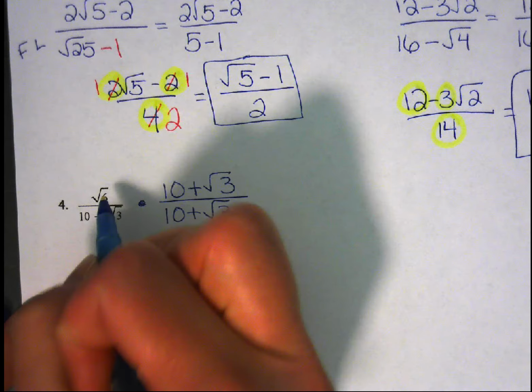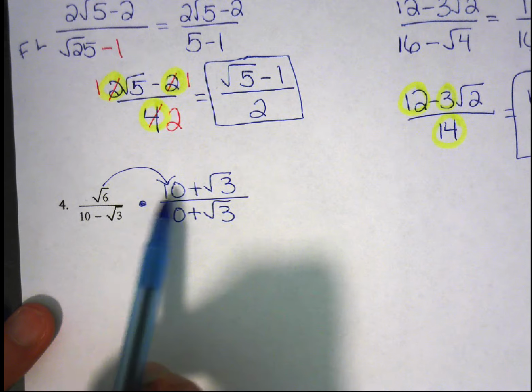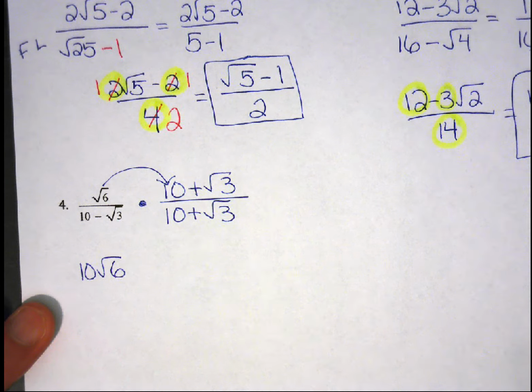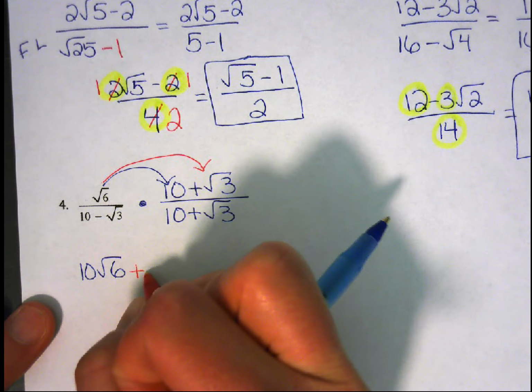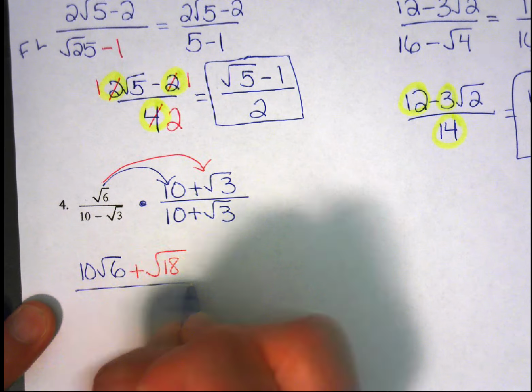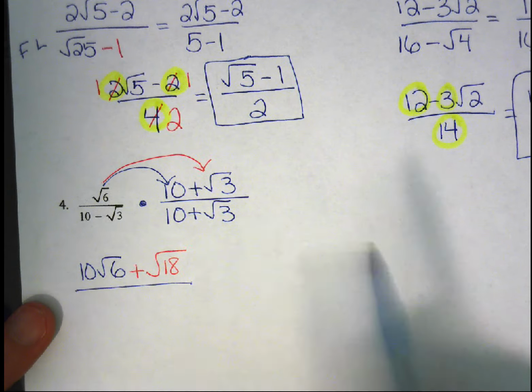So we're going to distribute. Remember, it's outside, like constant times constant. So 10 square roots of 6. And then we'll go square root of 6 times the square root of 3, which is the square root of 18.